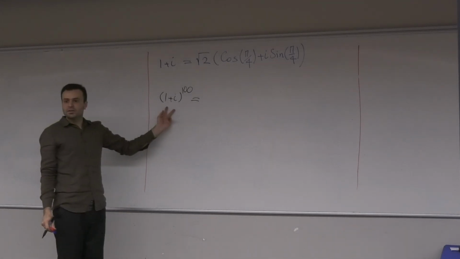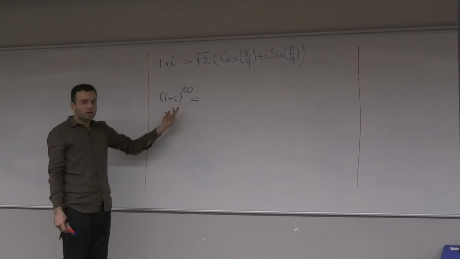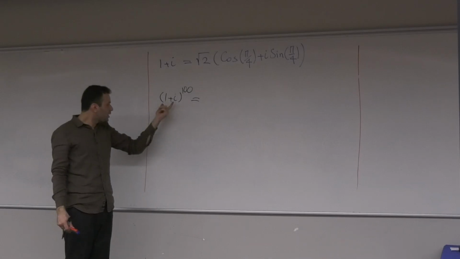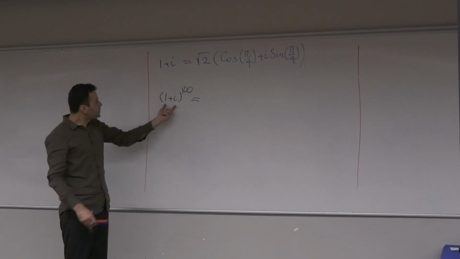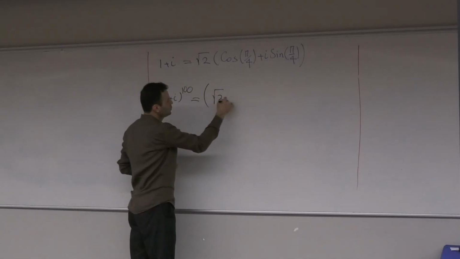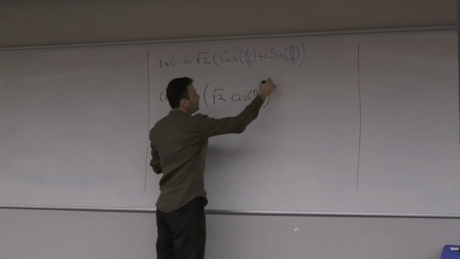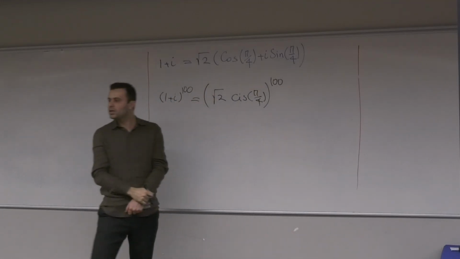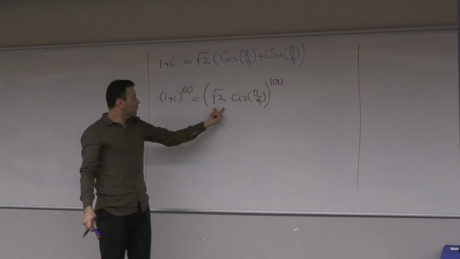If we are working with the standard representation of numbers, then it is going to be really complicated. We need to multiply this number 100 times to itself. But if we represent this number in this form, which is square root of 2 times sine of pi divided by 4, we can take this to the power of 100 very easily. How?